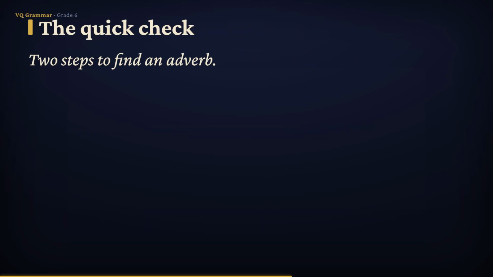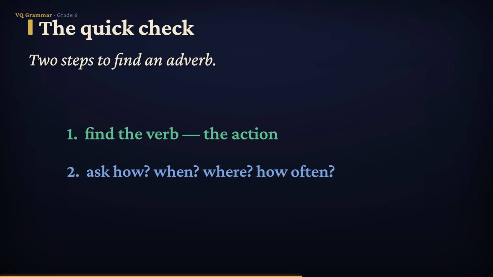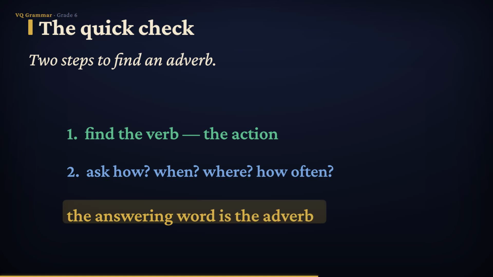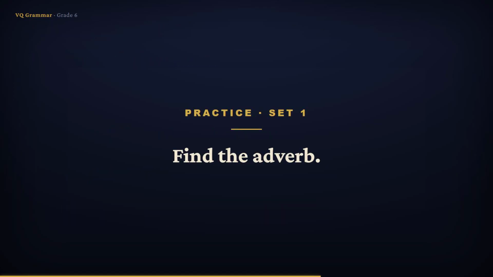Let's boil it all down to a quick two-step check you can run on any sentence. Step 1. Find the verb, the action of the sentence. Step 2. Ask the 4 questions about that verb. How, when, where, or how often. Whatever word answers one of those questions is your adverb. Find the verb, ask the questions, and the answering word is the adverb. Ready to try a few together? In this first set, read each sentence and find the adverb, the word that's describing the verb. Pause the video and try each one yourself before I give the answer.